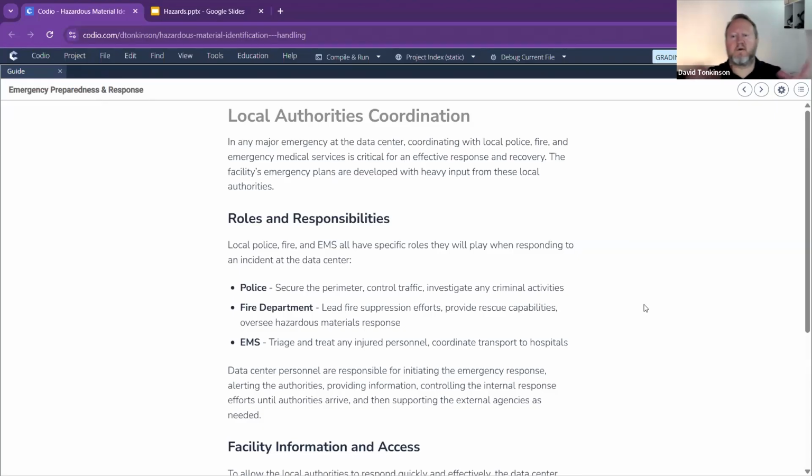So with all this stuff that we're talking about, yes, we are dealing with hazardous materials. Okay, there's a variety of roles and responsibilities that people need to take in the data center. Okay, we must coordinate with the local authorities, and there must be plans to coordinate with the local authorities. So there's roles and responsibilities for the police, fire, EMS, emergency medical systems, isn't it? Emergency medical supplies. I can't remember what they're called in the States. Yeah. All have specific roles to play when responding to incidents.